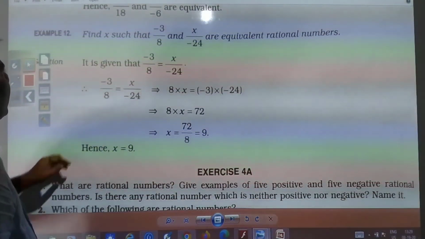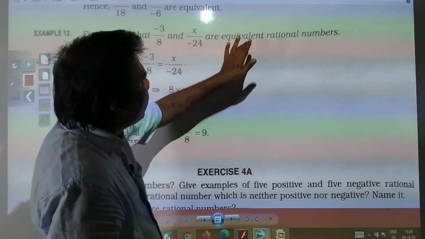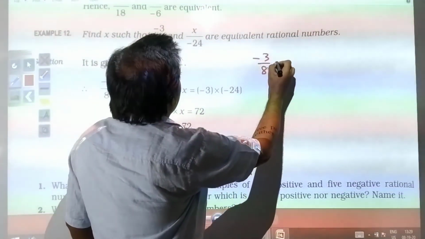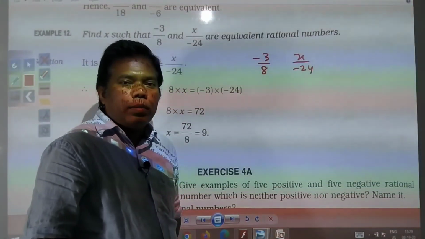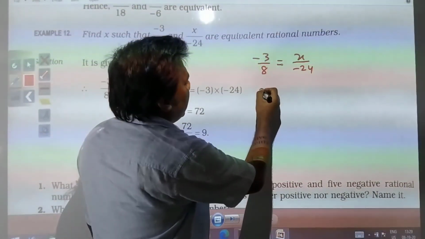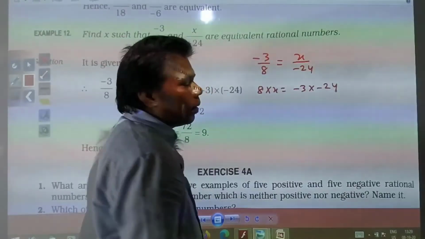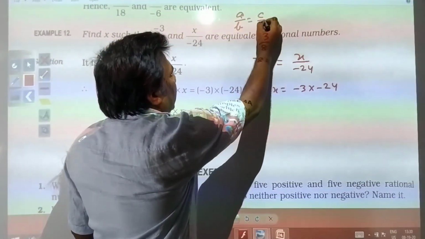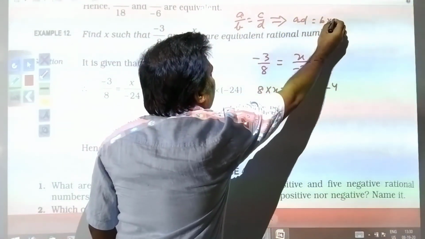Here you see, find x such that minus 3 by 8 and x by minus 24 are equivalent rational numbers. So if minus 3 by 8 and x by minus 24 are equivalent rational number, then both will be equal. And if both will be equal, then 8 into x will be equal to minus 3 into minus 24, because a by b is equal to c by d. If you have, it can be written as a into d is equal to b into c.